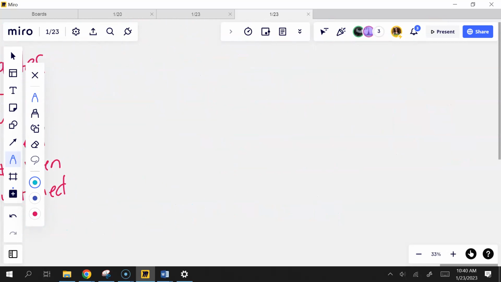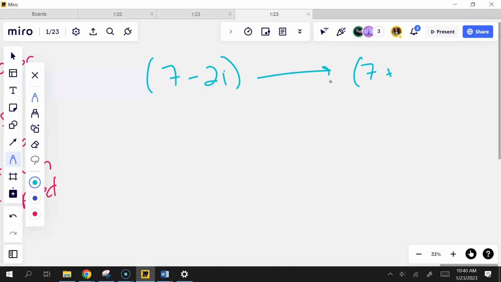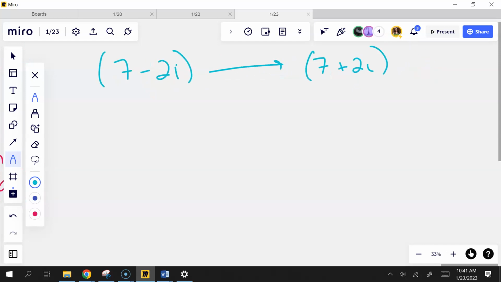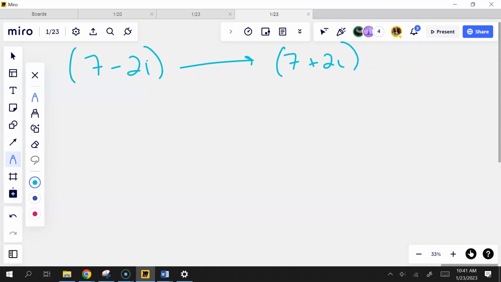It could be 7 minus 2i, and the complex conjugate of that would be 7 plus 2i. Okay. All right. No, because we got to divide. All right. Complex conjugates, do we all understand what they are and what they do?